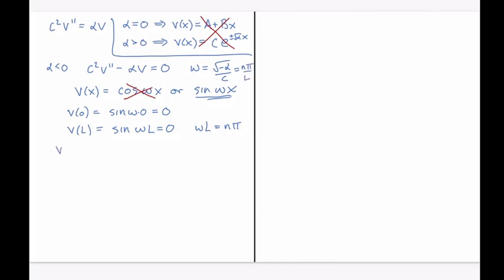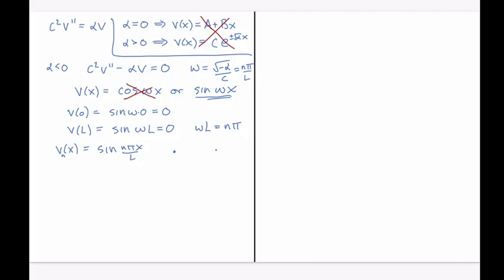So we now know that our v of x's, we can put a subscript n, we have a whole list of them, and they are going to be sine n pi x over L. All right, so that gives us our modes, and those look like this.